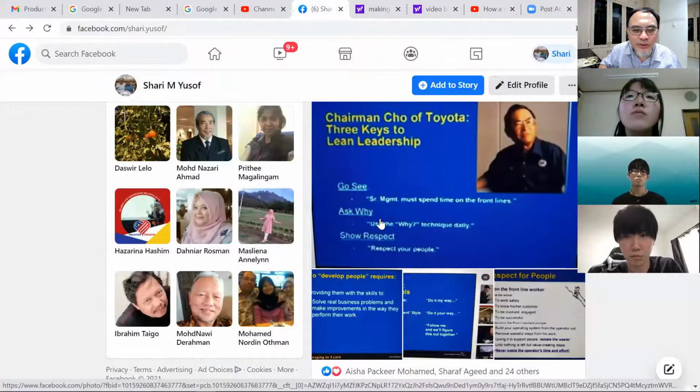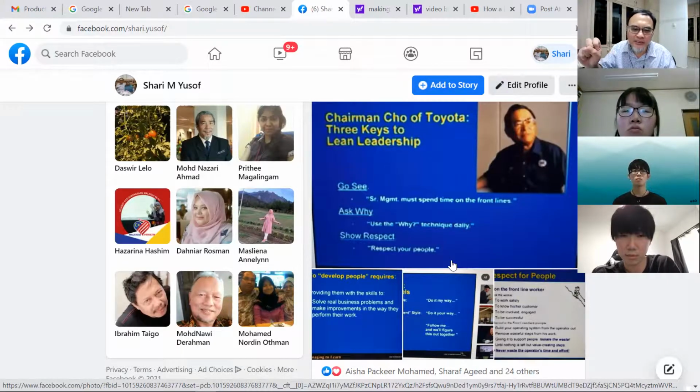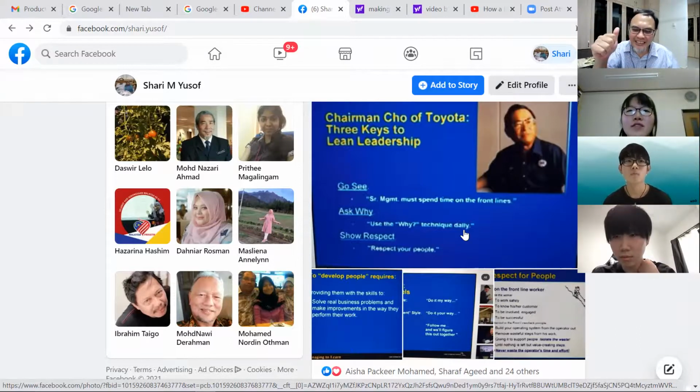This one is Chairman Cho. Three keys: go and see, Gemba Gembutsu. Senior management must go down. I believe in this system because I worked in Proton for six years, in the Proton Mitsubishi joint venture. One of the things is Gemba Gembutsu. Even though it's Toyota, it's Japanese. Ask why. Use the why technique daily. Five whys: naze, kotae, naze, kotae. So get the answer to why.